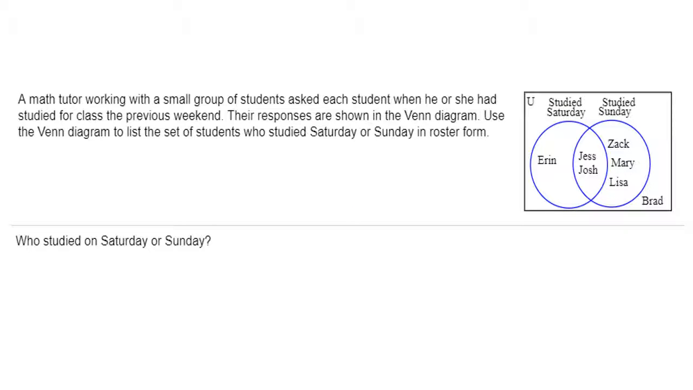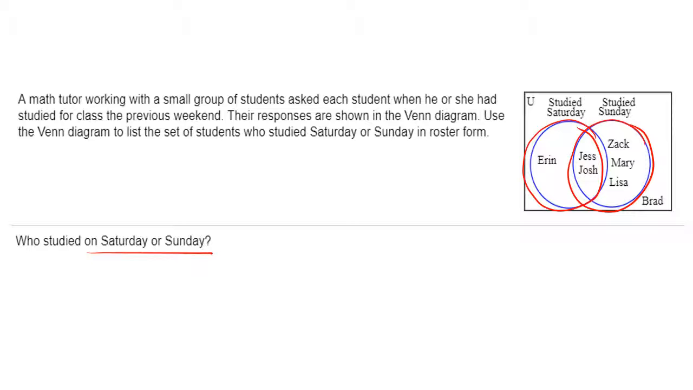Now we're going to talk about a math tutor who's been working with a small group of students, and they were surveying these students and asked them if they had studied over the previous weekend. You'll see the responses given in the Venn diagram. So the question is, who studied on Saturday or Sunday? Those who studied on Saturday were Aaron, Jess, and Josh. Those who studied on Sunday were Jess and Josh again, Zach, Mary, and Lisa.